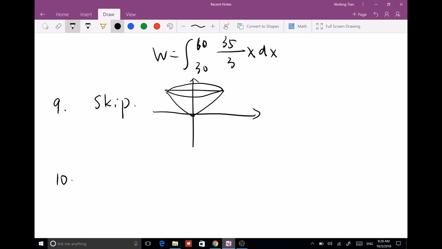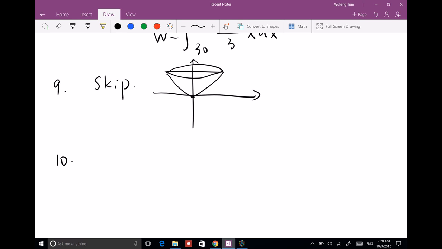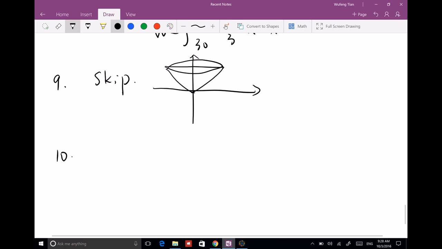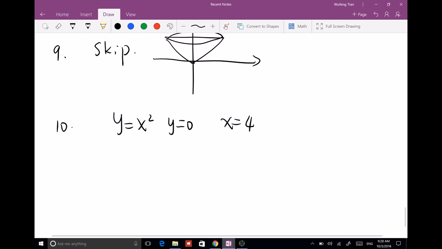Last one. A particular swimming pool at Princeton can be modeled by a shape bounded by y equals x squared, y equals 0, x equals 4. The pool has semicircular cross sections perpendicular. Okay, it's semicircular.